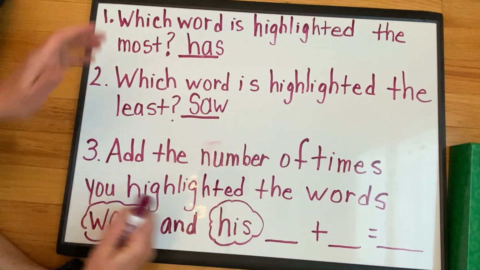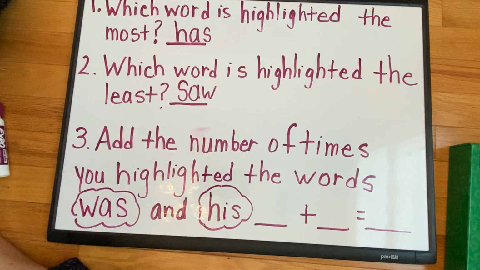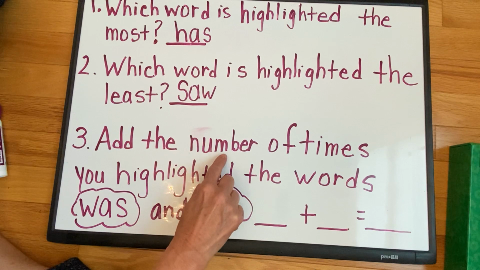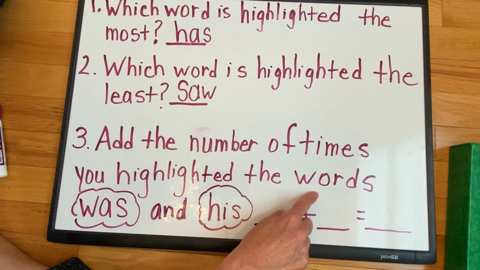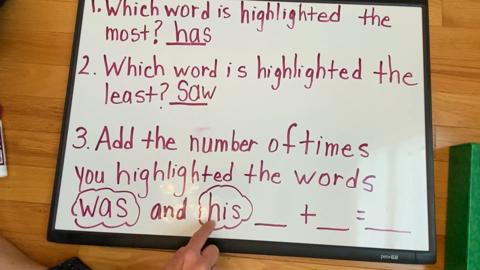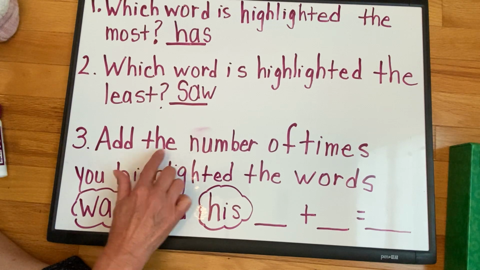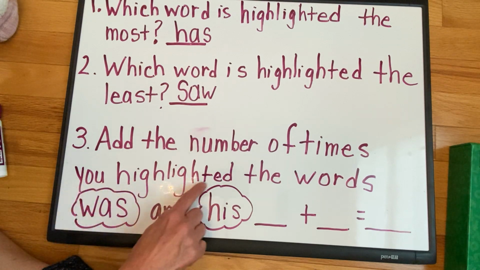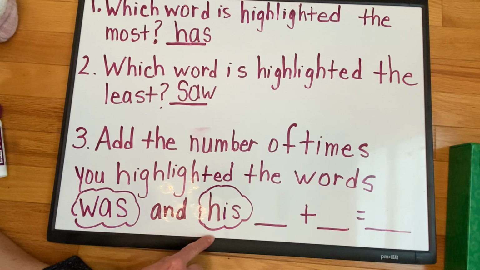Now, we're going to do a little equation here. And let's read this one together. It says, add the number of times you highlighted the words was and his. Okay, let's read that again. Add the number of times you highlighted the words was and his.